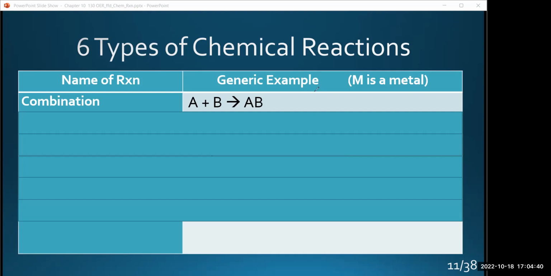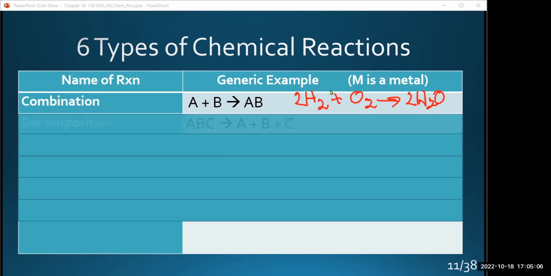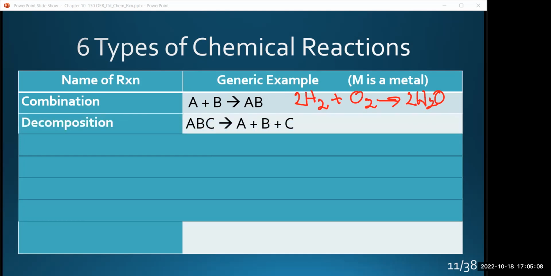Okay, so a good classic example: I'm not going to balance it, but if you react hydrogen gas and oxygen, 2 elements, you make the compound H2O. So this will be balanced right there. All right, combination reaction.